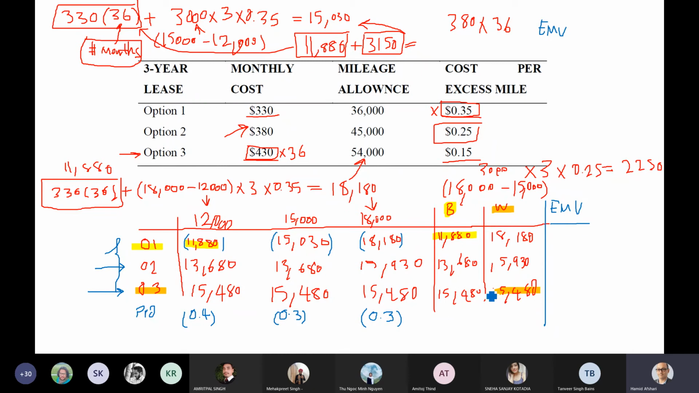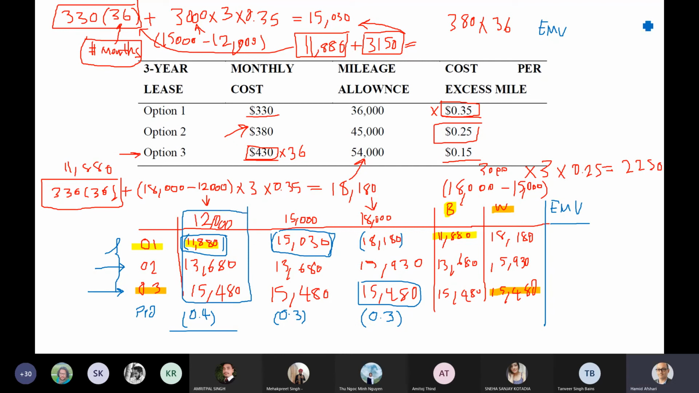Over there, I'm going to look at the maximum number in each row. The best value is the minimum. Here the best value is this one, and here the best value is this one. So I'm going to deduct each option from the best value of that column. So it's going to look like this.